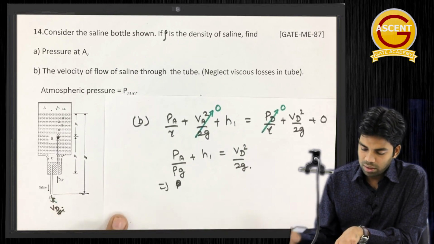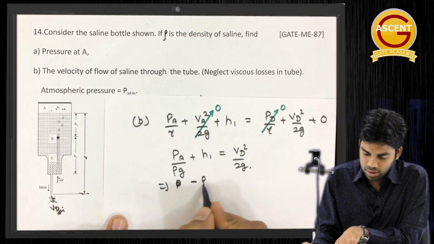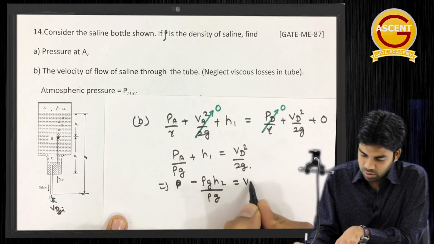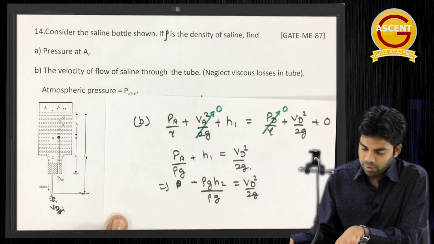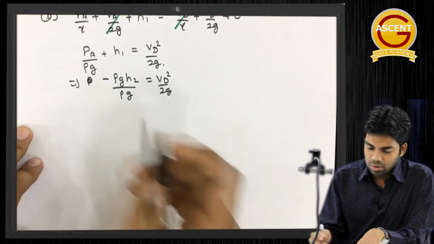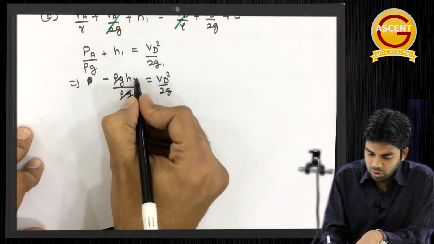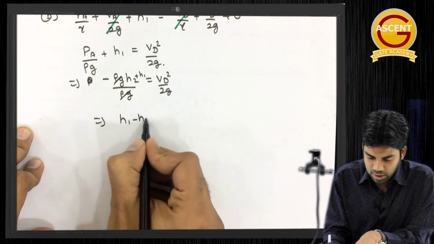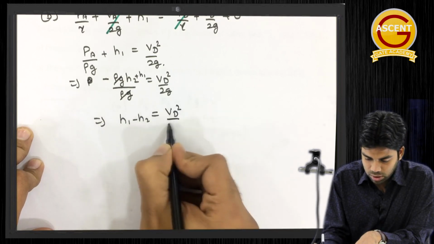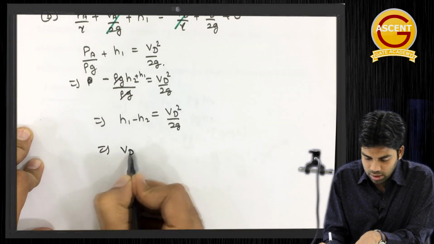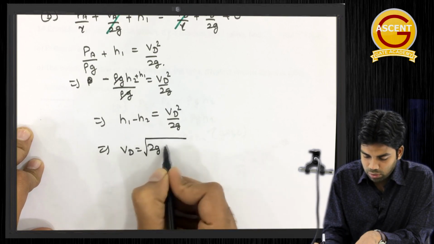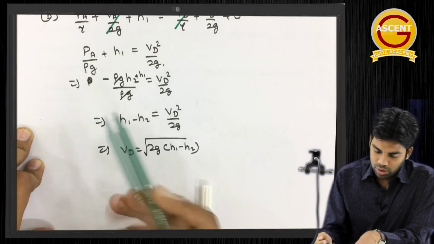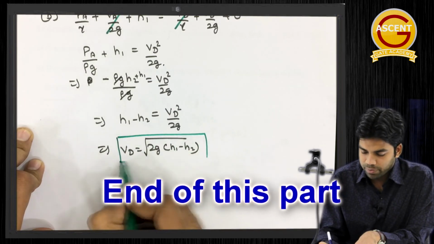So this Pa can be written as minus rho g S2 by rho g, plus H1, is equal to Vd square by 2g. Now this rho g will get cancelled out. So here this will be equal to H1 minus S2 is equal to Vd square by 2g, or you can say Vd is equal to the square root of 2g into H1 minus S2. So this is the expression for velocity at point D. Answer.